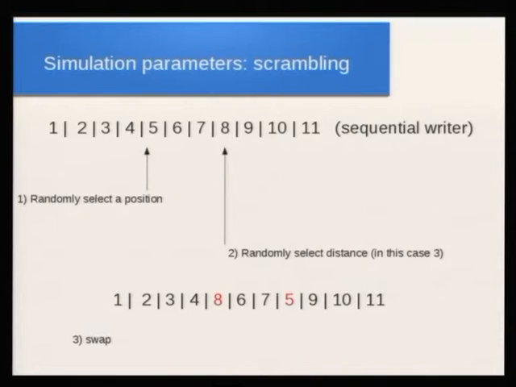And then the last thing was scrambling, which is we take the writer sequence, and then we randomly select the position. Then we randomly select the distance from that, and then we swap the two. So that simulates random access.